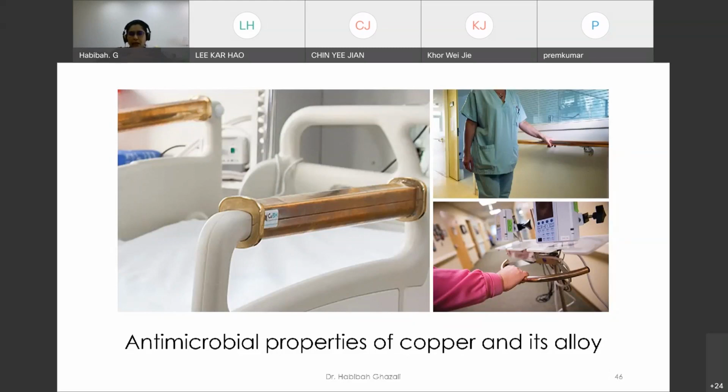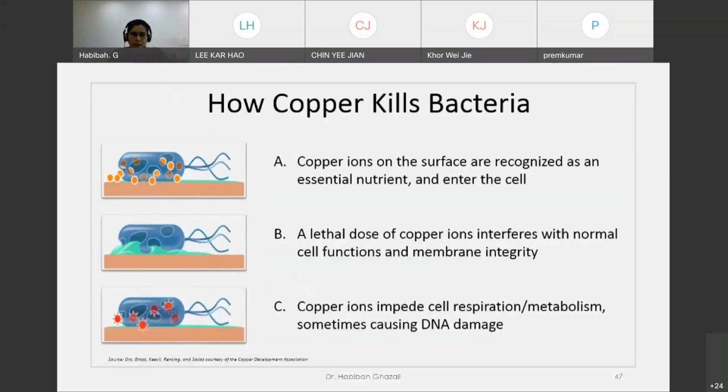So that's why, especially overseas, a lot of the surfaces that need a lot of touching are made of copper alloy. The reason is that when bacteria land on a copper surface, the copper surface will release copper ions.